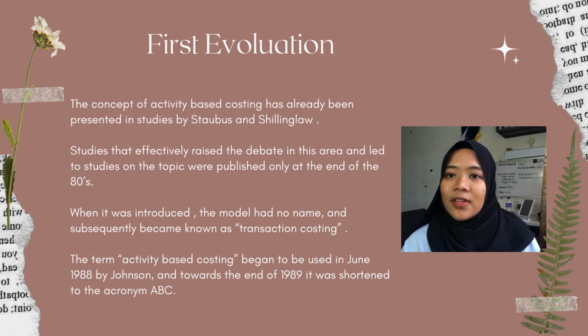Studies that effectively raised the debate in this area and led to studies on the topic were published only at the end of the 80s. When it was introduced, the model had no name and subsequently became known as transaction costing. The term activity-based costing began to be used in June 1988 by Johnson, and towards the end of 1989, it was shortened to the acronym ABC.